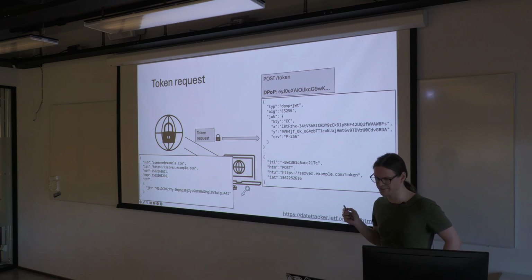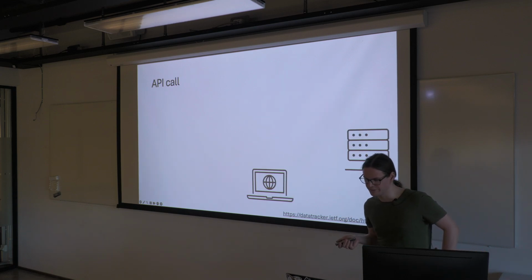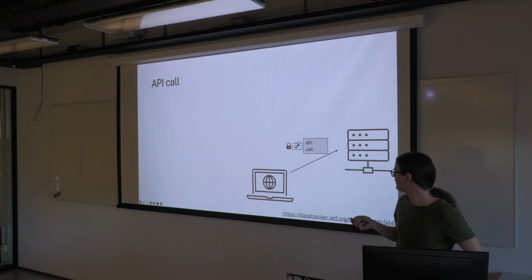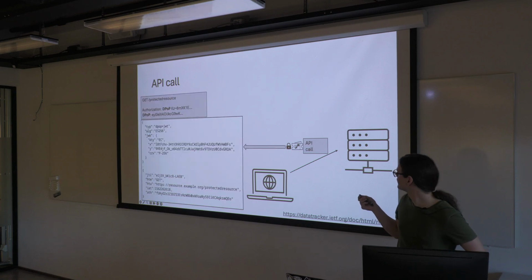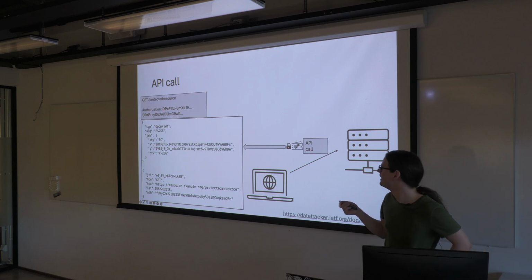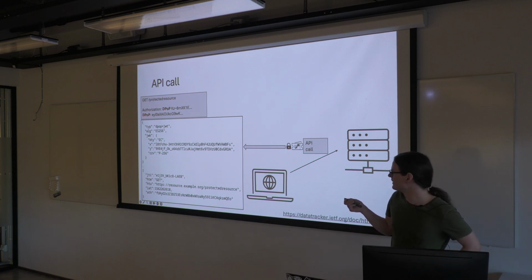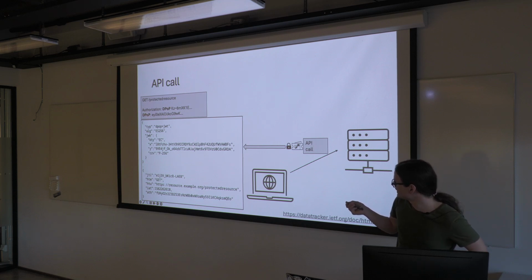So let's see how we can use this new token. We do an API call. We generate a new proof, and that proof looks like this. We still send the token in the authorization header, and as the specifications say, we have to tell what kind of authorization this is, and in this case it's DPoP instead of Bearer. We also include the DPoP proof, which is in its own header. And the DPoP proof looks like this.